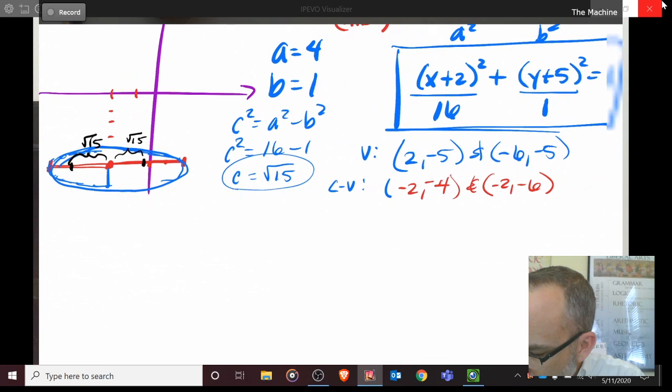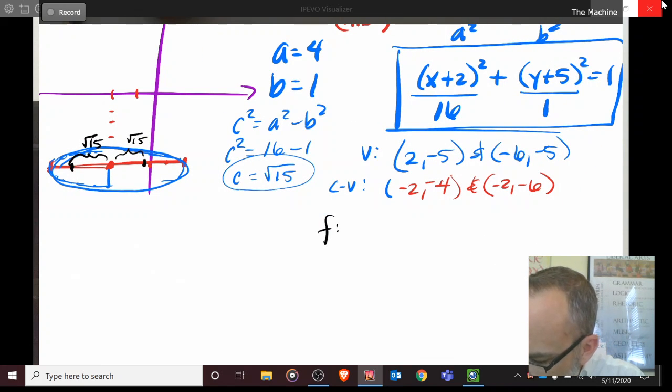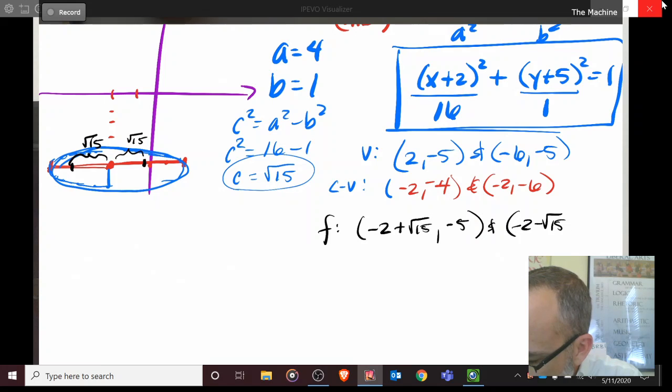So my foci then are going to be the x value of negative 2, and I'll go to the right first, plus square root of 15, whatever that is, that's the exact value. And the y value is going to be negative 5. And then negative 2 minus square root of 15, and then negative 5.